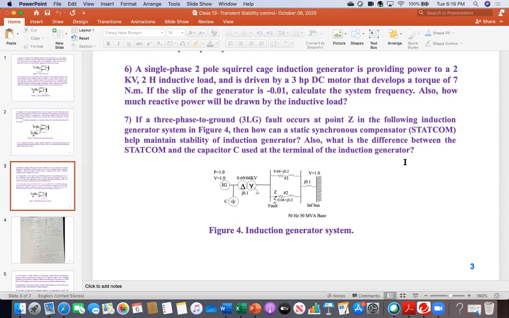So therefore, your answer will be that capacitor C is mainly for the steady state situation, and the STATCOM is only for the transient situation. Also you will say that once the system stability is maintained, STATCOM will be switched out and will not be in the circuit, but this capacitor will always be in the circuit. So in summary, STATCOM is for the transient situation and the capacitor is for steady state and always.